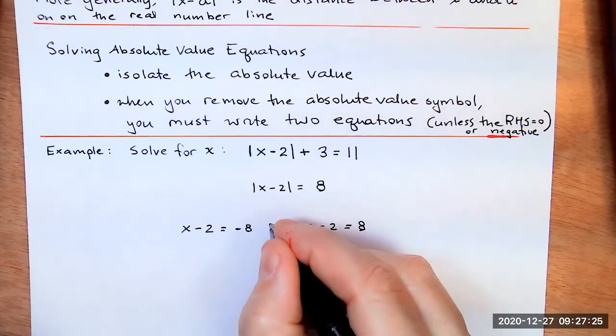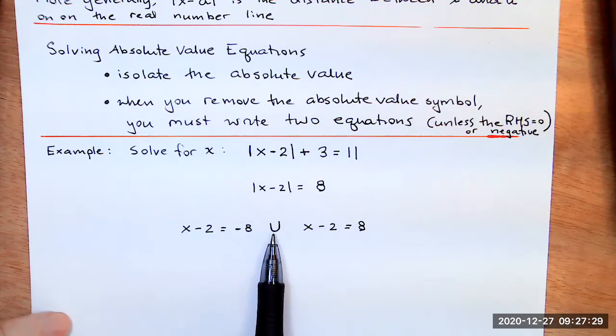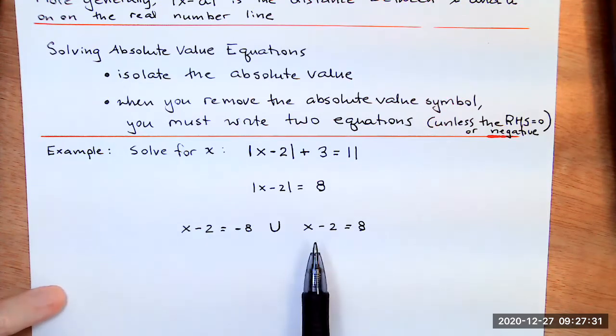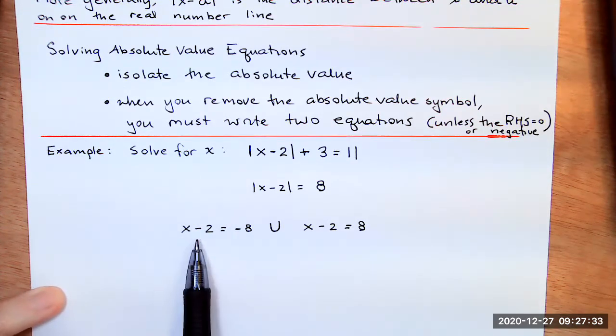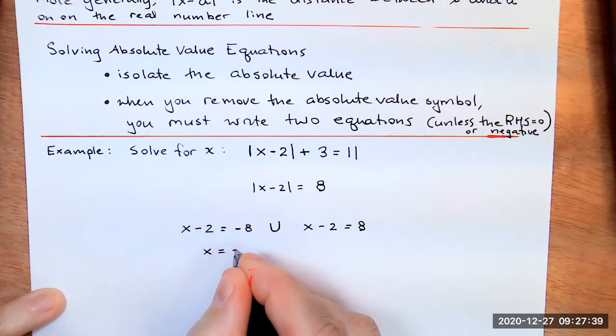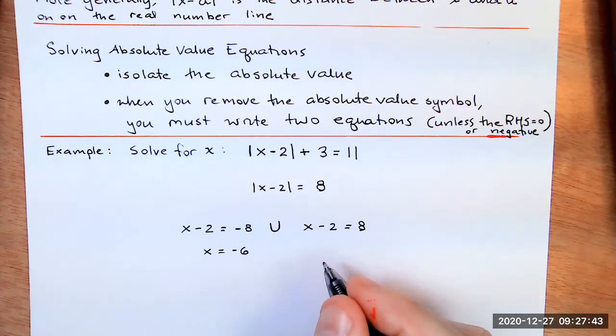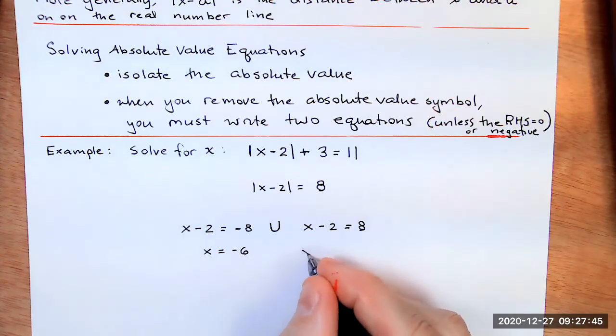And we use the union symbol. If we use the intersection, that means both of these would have to be true at the same time. But this way we have x can be equal to -6, or x can be equal to 10.